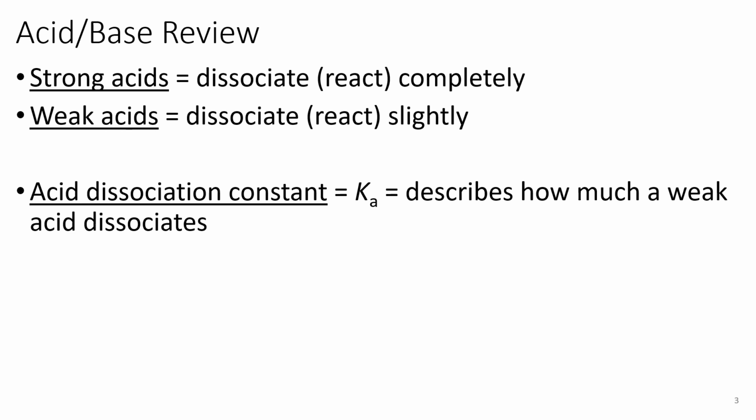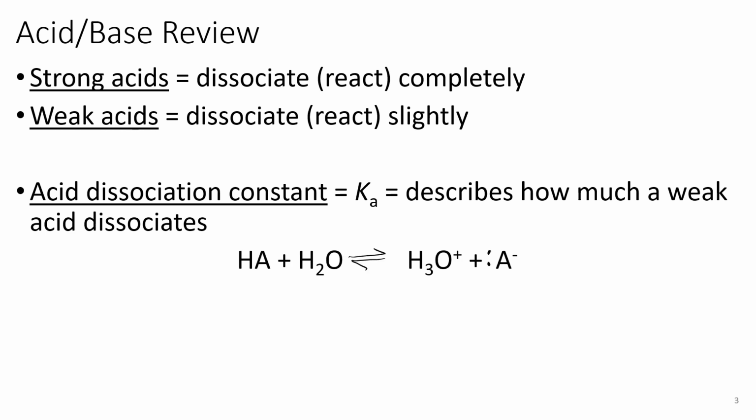We can define the amount of dissociation that an acid demonstrates through the acid dissociation constant, which is represented as a capital K, lowercase a. This is a typical equilibrium constant, just specifically representing the acid dissociation. So it describes for us how much a weak acid will dissociate.